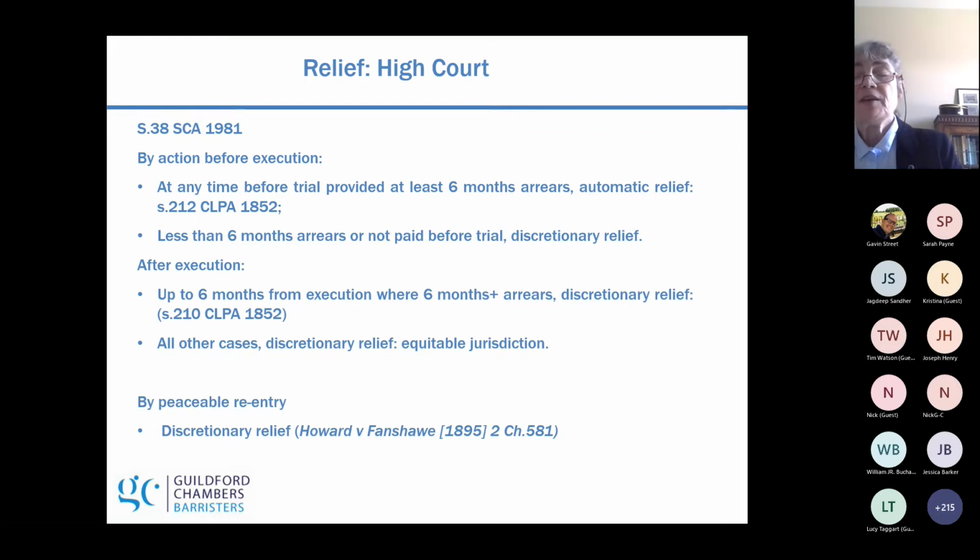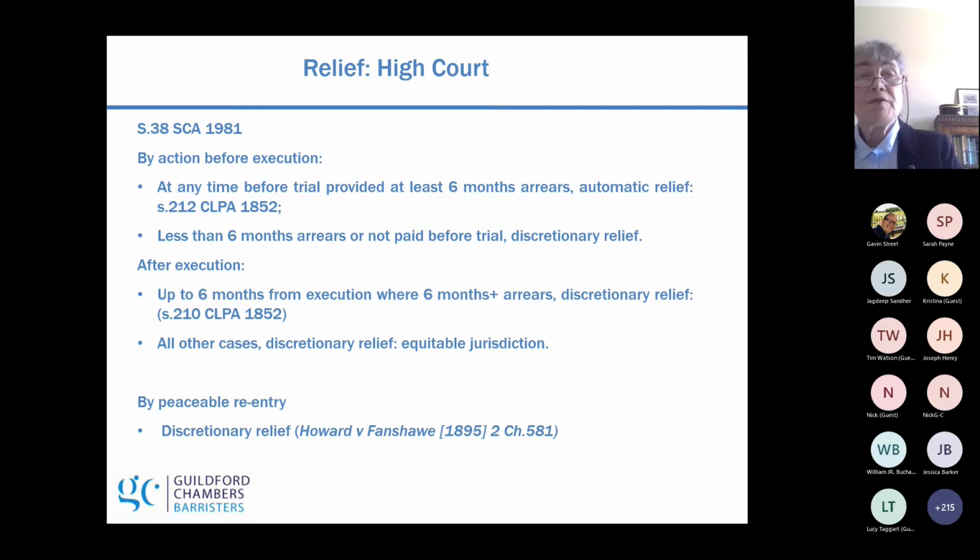As I have said, in the High Court, applications for relief will be rare. But the situation is underpinned by section 38 of the Senior Courts Act 1981, which effectively restates the court's equitable jurisdiction to grant relief for non-payment of rent.